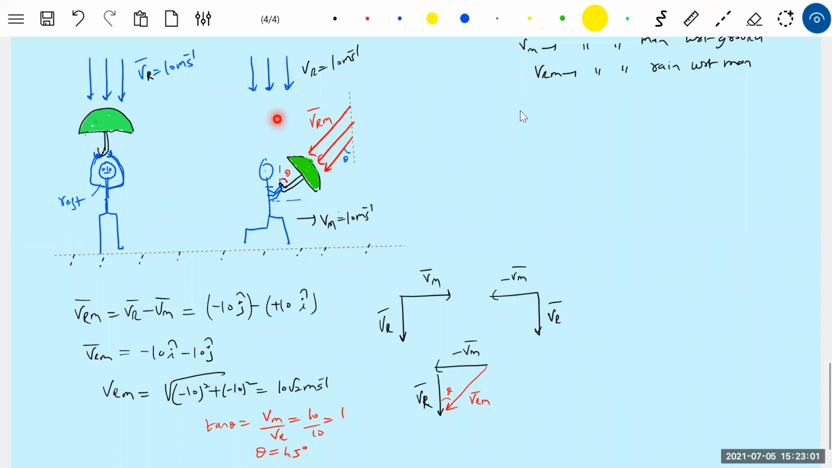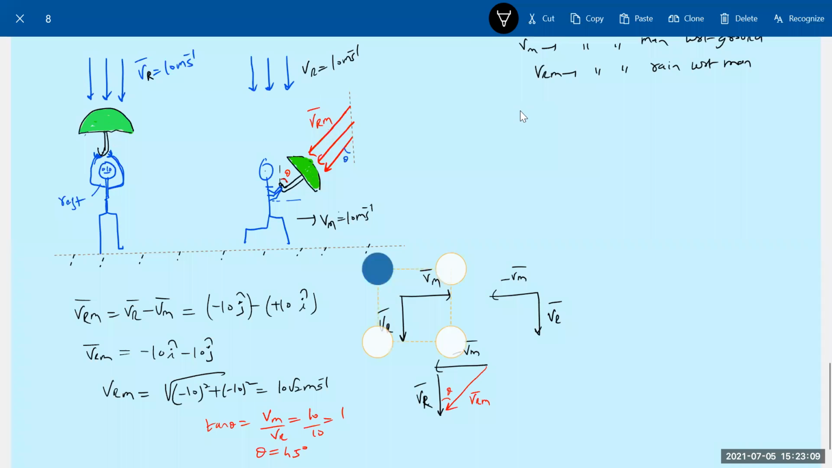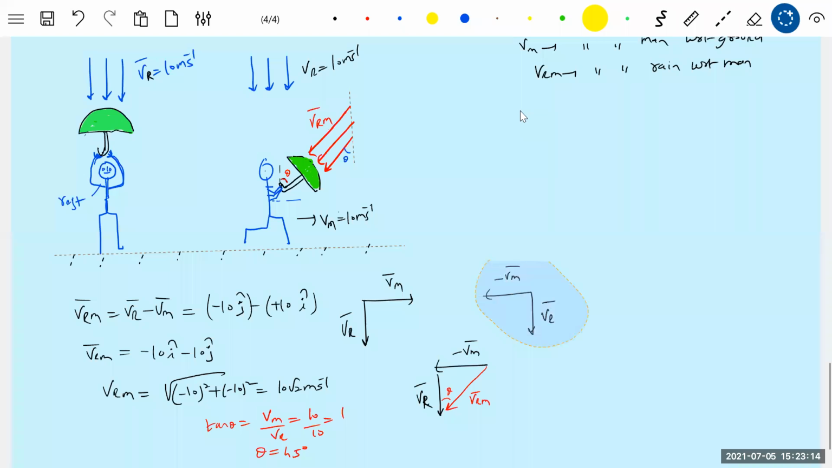But the rain is falling vertically. No, the Vrm is what is very important now. The vector diagrams are very important. I'm requesting everyone to put in effort. You can learn a lot from these things. Otherwise it's mere mathematics with i cap and j cap. The diagrams will help you a lot.